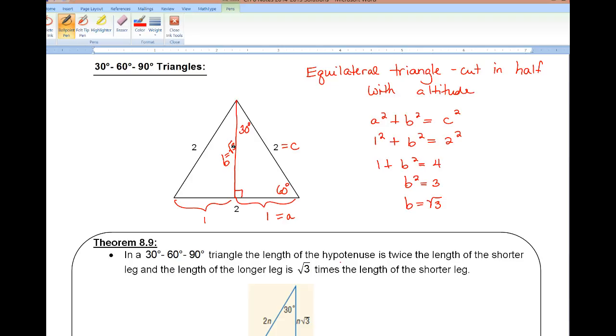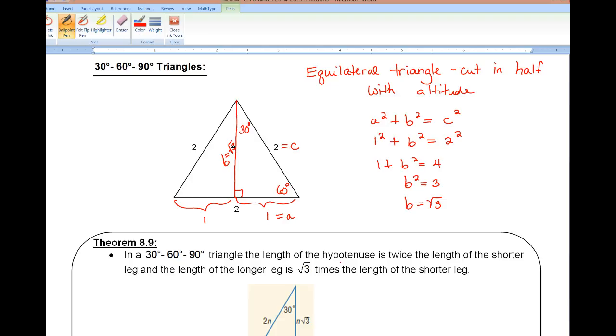Now, 1 was opposite the 30-degree angle. We call this the shorter leg because it's shorter. And 60 is opposite the square root of 3. We call this the longer leg. How do we know for sure? Well, 60 degrees is bigger, and we learned in first semester that the side opposite the bigger angle would be bigger.